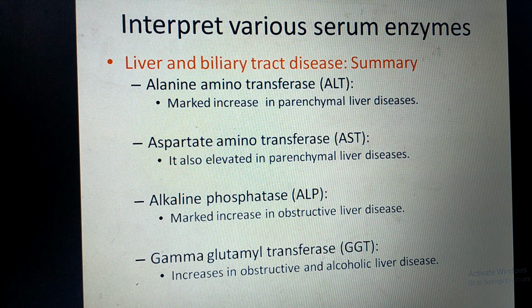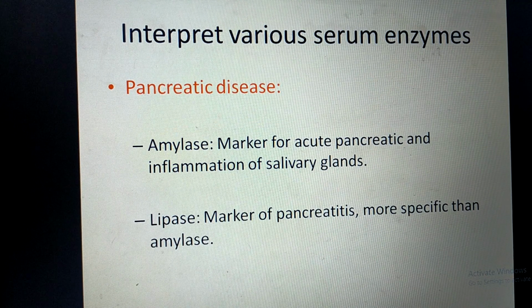Third enzyme is alkaline phosphatase, which helps in the diagnosis of obstructive jaundice or obstructive liver disease. Gamma glutamyl transferase helps in obstructive jaundice, as well as it has a main role in alcoholic liver disease or alcohol abuse. Now the next disease is pancreatic disease.